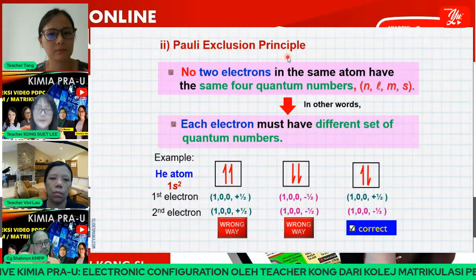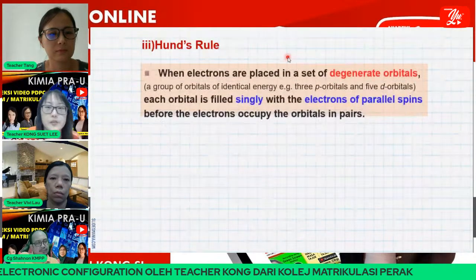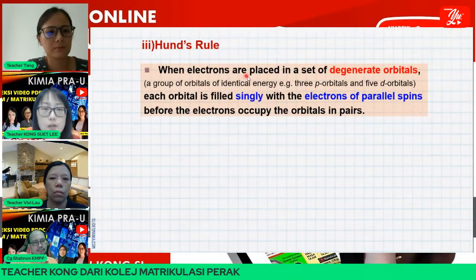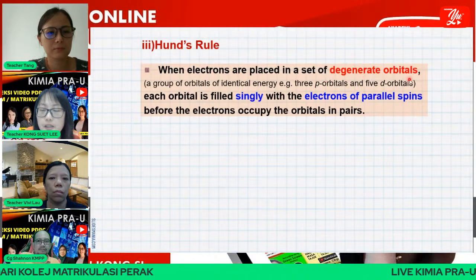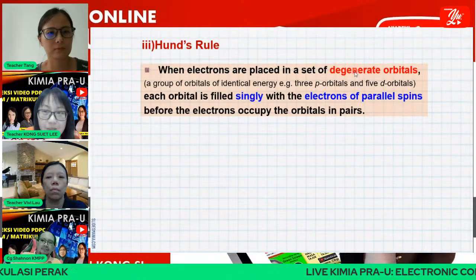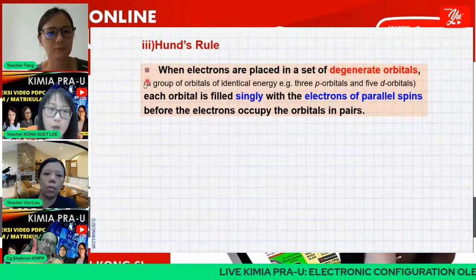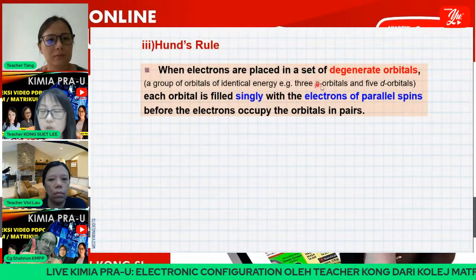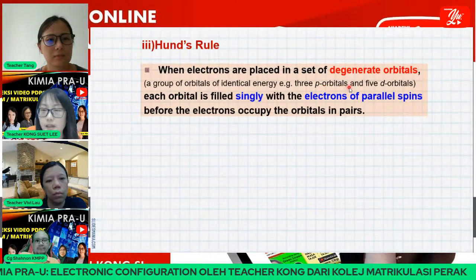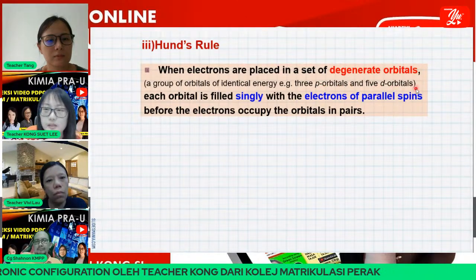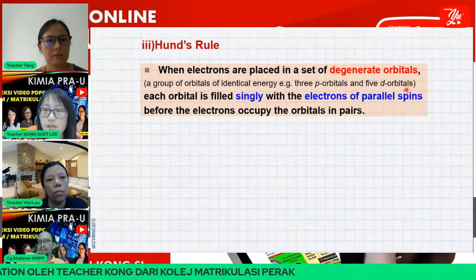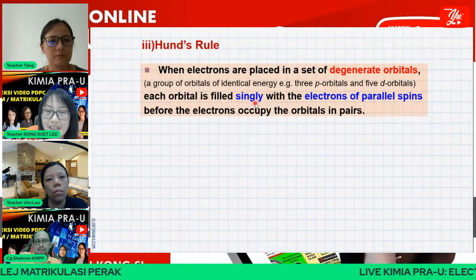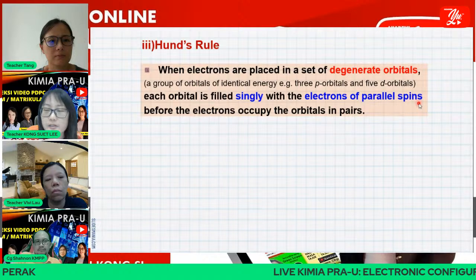Okay, so now we check Hund's rule. This is the third rule. When electrons are placed in a set of degenerate orbitals, what is meant by degenerate? A group of orbitals of identical energy. For example, the 3 p orbitals and the 5 d orbitals. These are considered degenerate orbitals. Each orbital is filled singly with electrons of parallel spin.